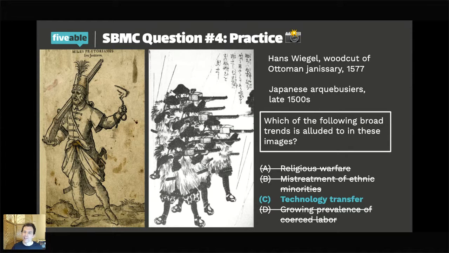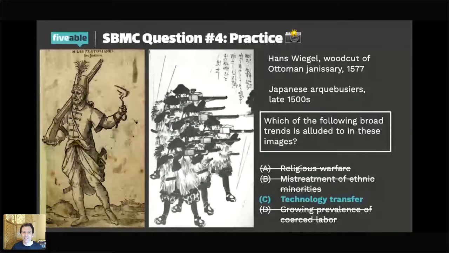By the way, it's not B. There's no evidence of other ethnic groups being present either. And it's not D, because think of slavery. Is there any evidence of slavery in the picture? There isn't. Let's go to C.